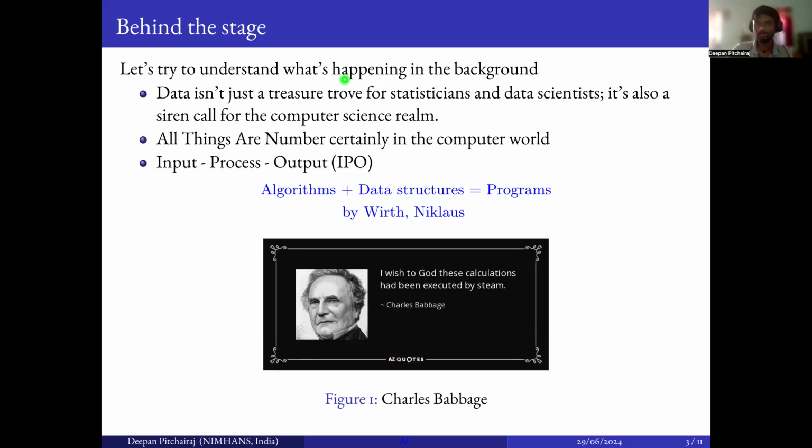So that's what I said. Data is useful not only for statisticians and data scientists, even computer scientists also need the data. So basically, this process in short is called IPO. It stands for input, process, and output.